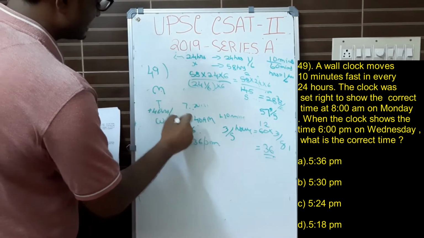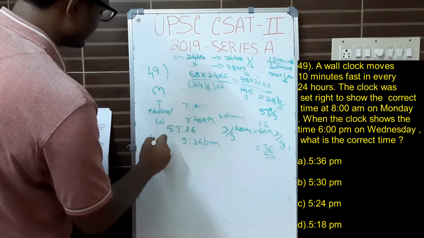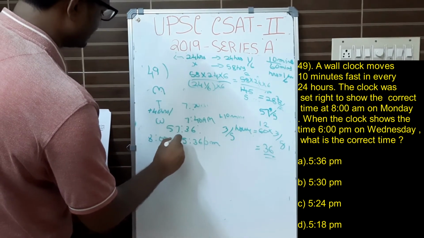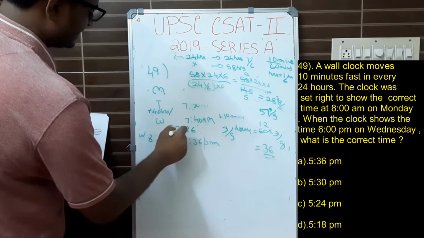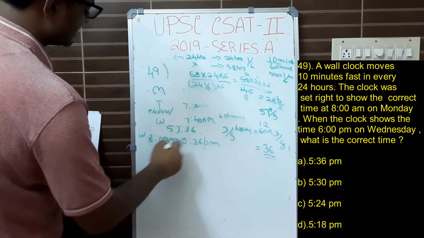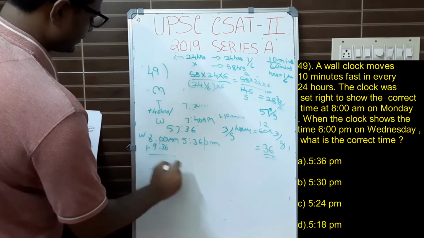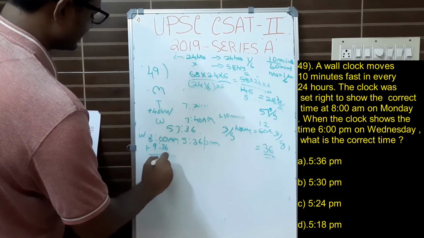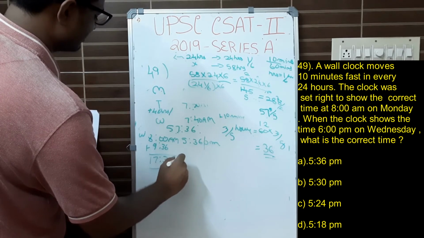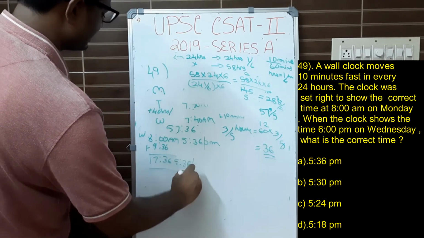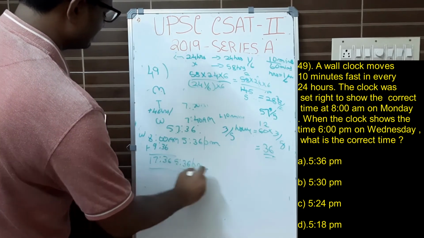See, on Wednesday 8 a.m., 48 hours would have elapsed. The remaining, what is left, is 9 hours and 36 minutes. Plus 9:36, so you will reach 17:36, that is 5 hours 36 minutes, 5:36 p.m., as is required in our problem.